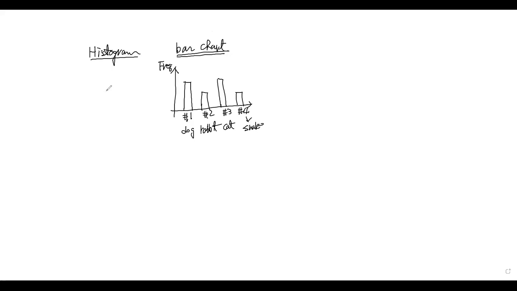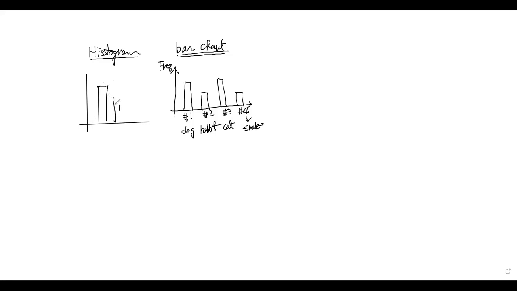A histogram is similar to a bar chart, but instead of having separate bars, a histogram typically has the bars linked together. A histogram is something like this, and it's like a bar chart.